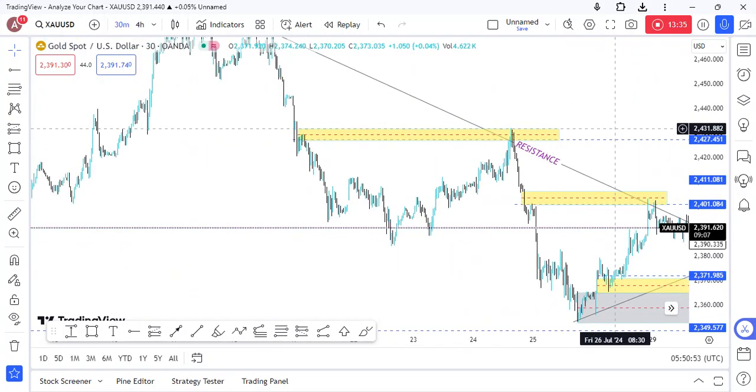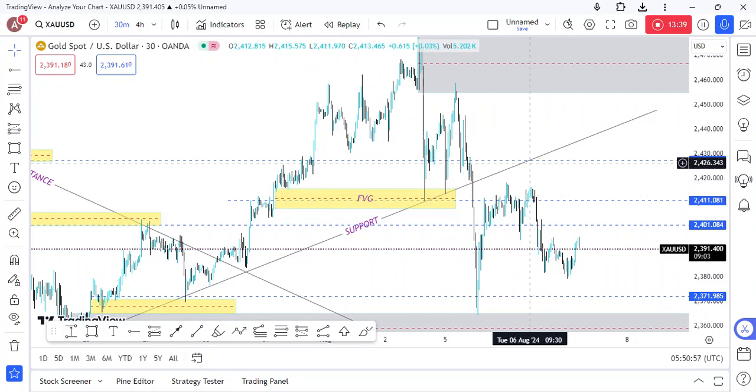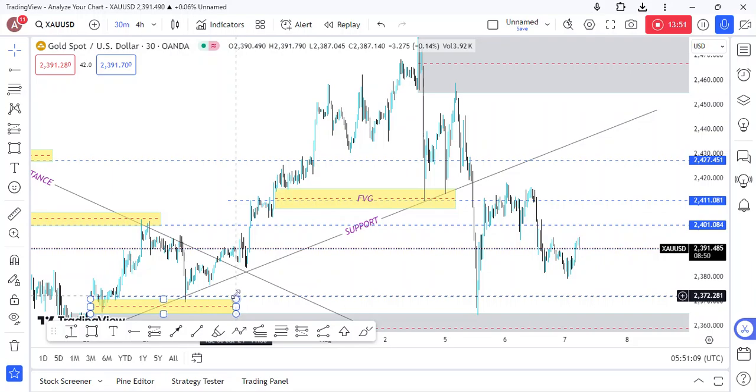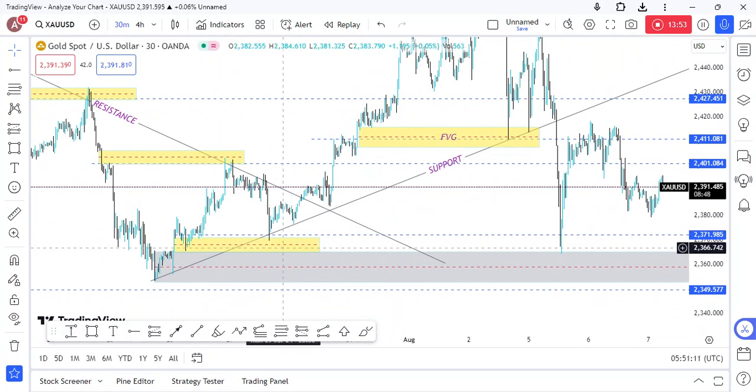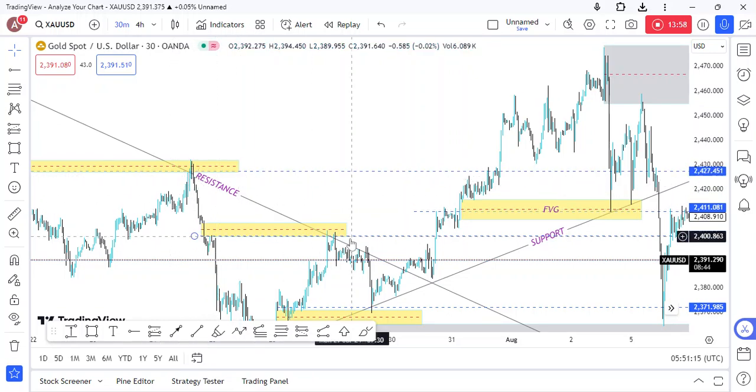Guys, what have you seen so far? Anytime the market touched the trend line, at that same zone there is a fair value gap. Anytime the market touched the trend line, there was a fair value gap. There was a fair value gap here, and there was a fair value gap here.